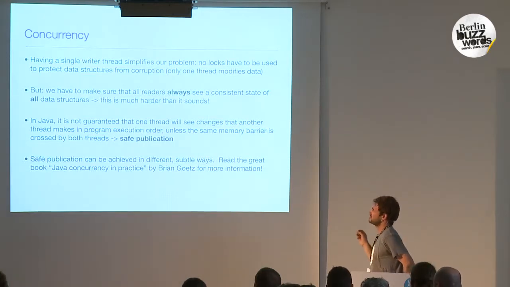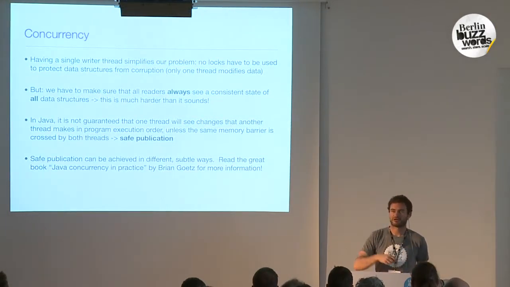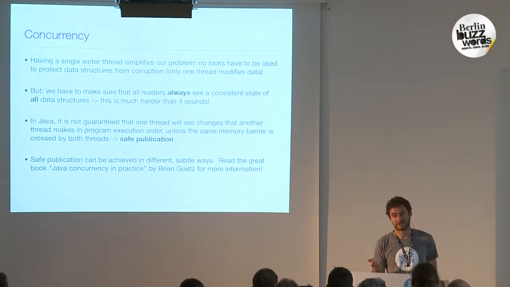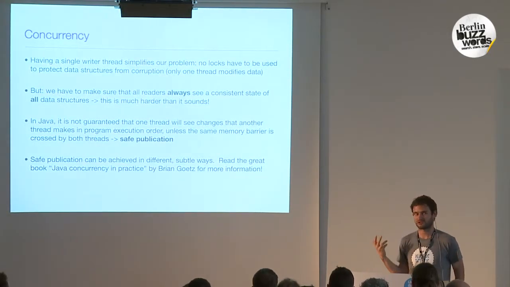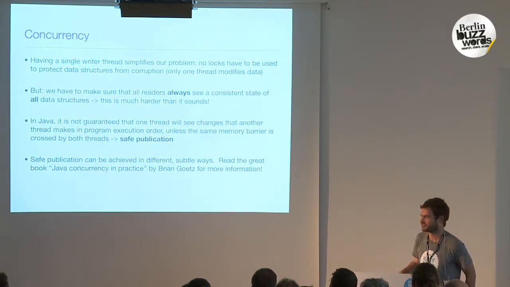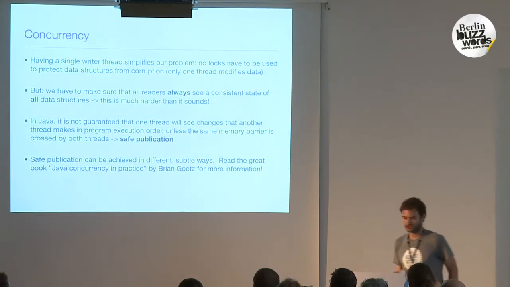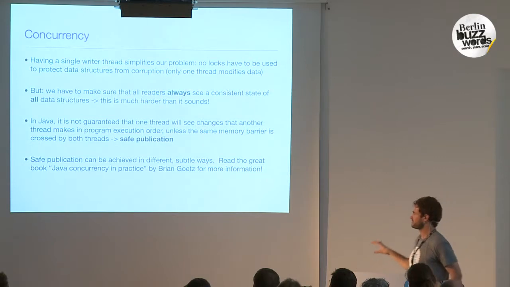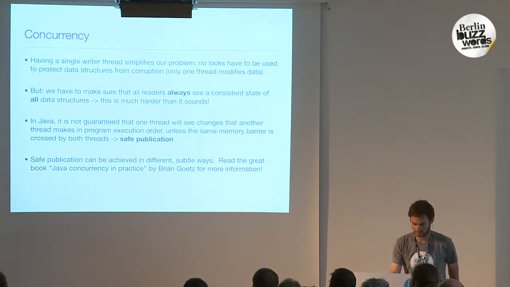In Java, it's not guaranteed that a thread will see changes another thread makes unless you take specific care of it. And at least when I started working on this, that wasn't completely clear to me. I thought I knew how synchronization works, and I thought I knew everything about Java's concurrency, but I didn't really know about safe publication, or hadn't thought much about it. And I'm going to show an example of what this really means. But I would also highly recommend, if you work in Java, this awesome book here, Java Concurrency in Practice. I think it's the best Java book out there.